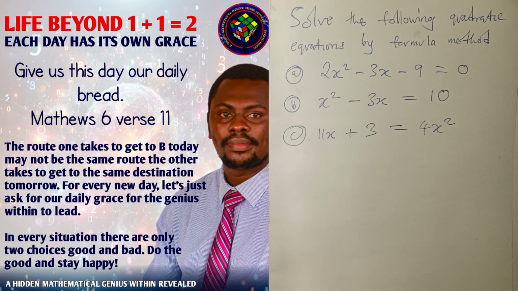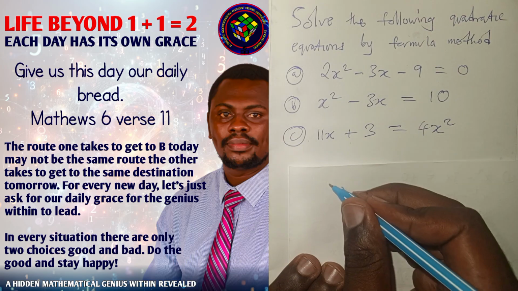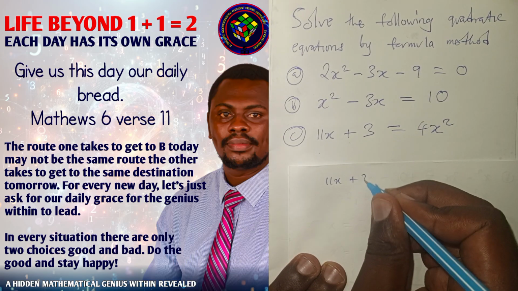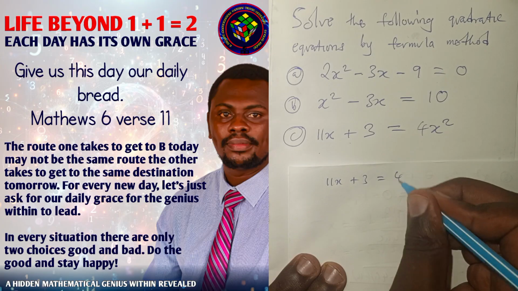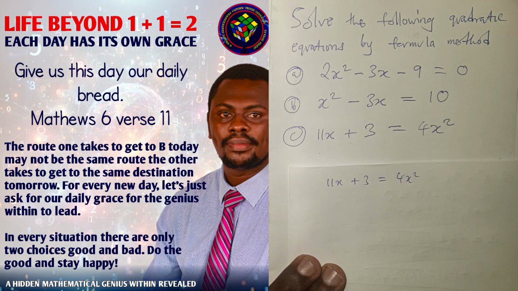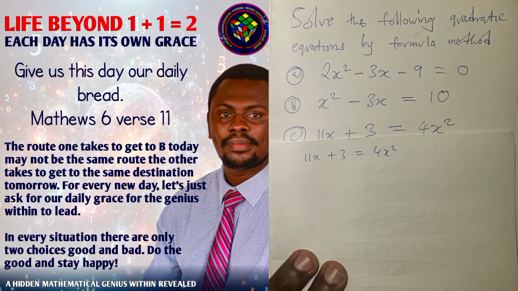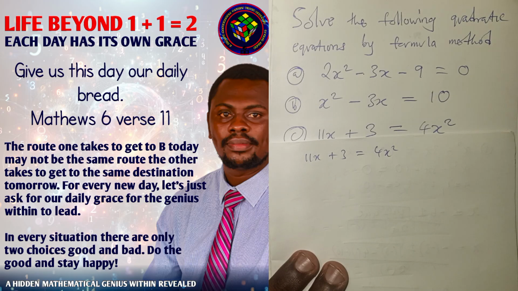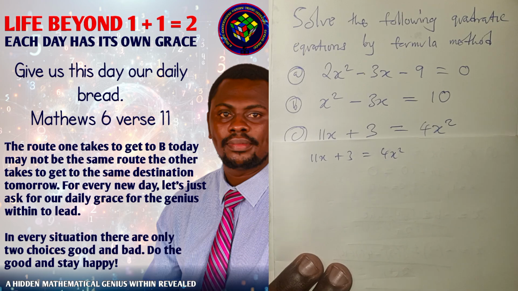So C, we have 11x plus 3 is equal to 4x squared. Okay, 11x plus 3 is equal to 4x squared. Okay, so we can see that this is not in quadratic form. So that's the first thing to do. We need to express it in quadratic form.